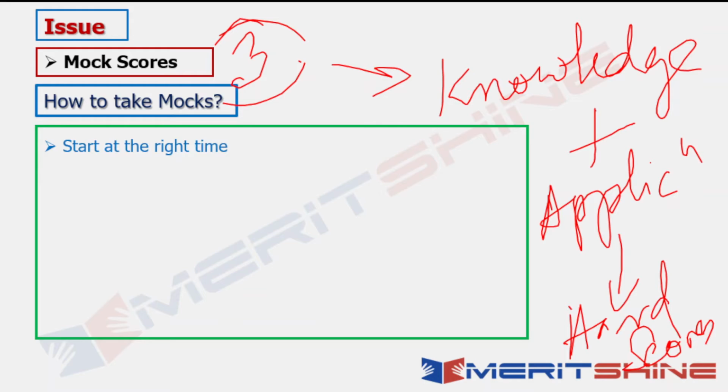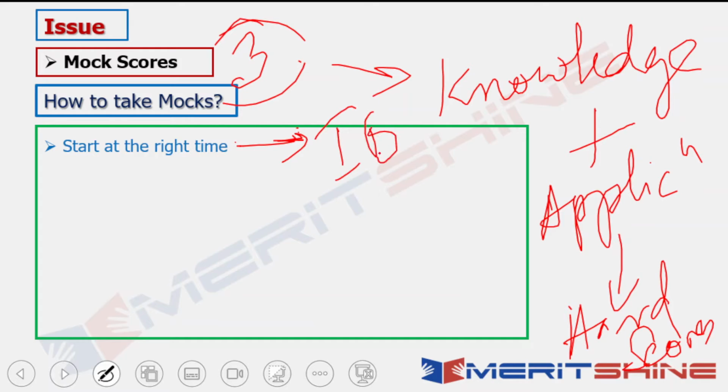So first of all, for mocks, you need to start at the right time. Now what is the right time? If you are a person who has taken these exams earlier and you are prepared, you are just taking your sectional test, you are in that category now, that you have done the whole concepts once and you are practicing them, applying them, you're just looking at those parts of the lecture for extra revision, right? If that is your area, then you can start the mock of IBPS PO prelims immediately. I'm talking about the mocks of prelims, right?